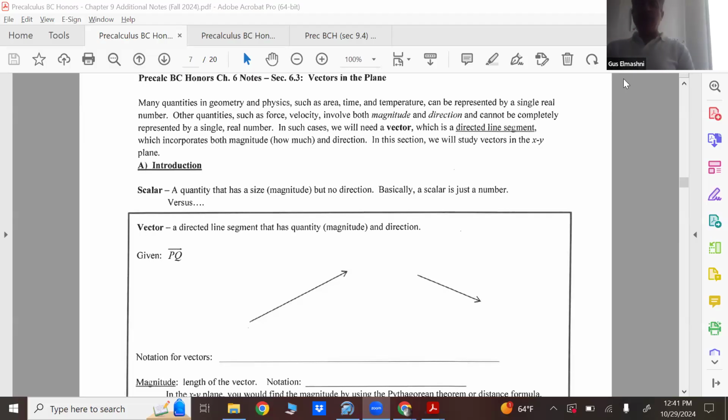All right, so guys, vectors in a plane. Let's talk about the basics of a vector. So, a good physics kind of explanation, like speed versus velocity, okay? What's the difference between speed and velocity? Velocity has direction and magnitude.